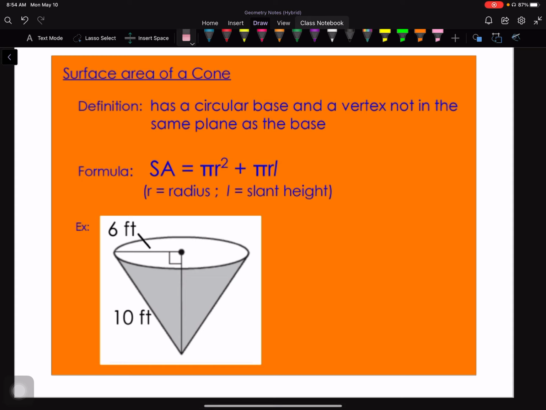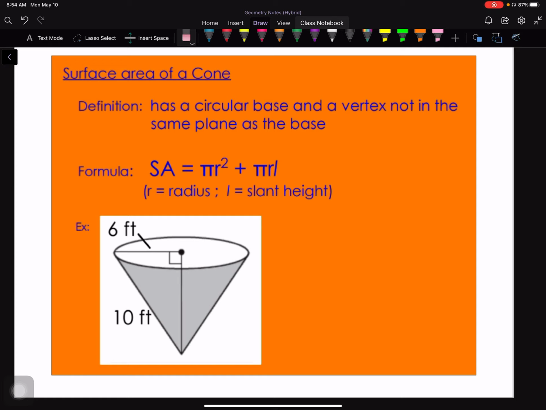So, first of all, the definition of a cone. It has a circular base and a vertex that's not in the same plane. You can kind of imagine, y'all know what a cone looks like. We've seen a cone before, but that's its formal definition.